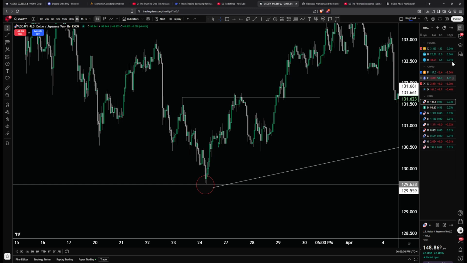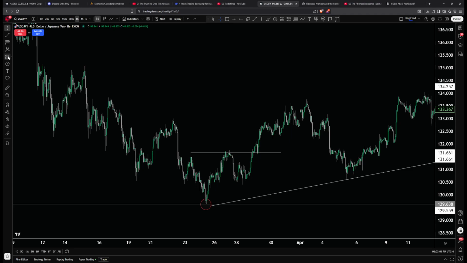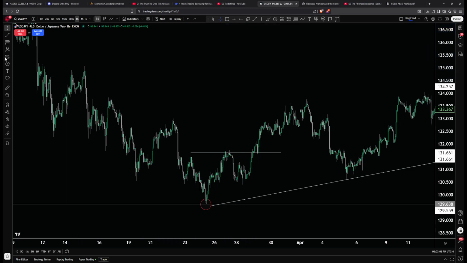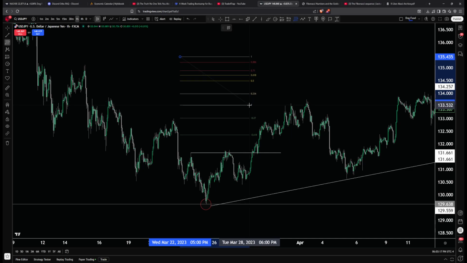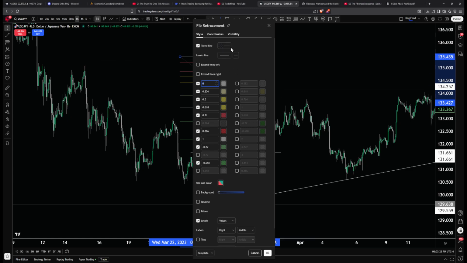Fibs is basically a tool for measurement. It is a sequence of numbers that helps you understand the measurement of a pullback in regards to trading. So I'm going to put my fibs on the screen, and then I'm going to go ahead and allow you to copy my settings. These are the settings that I have on fibs. You could do it all on one side if you want to. You don't have to use both sides.